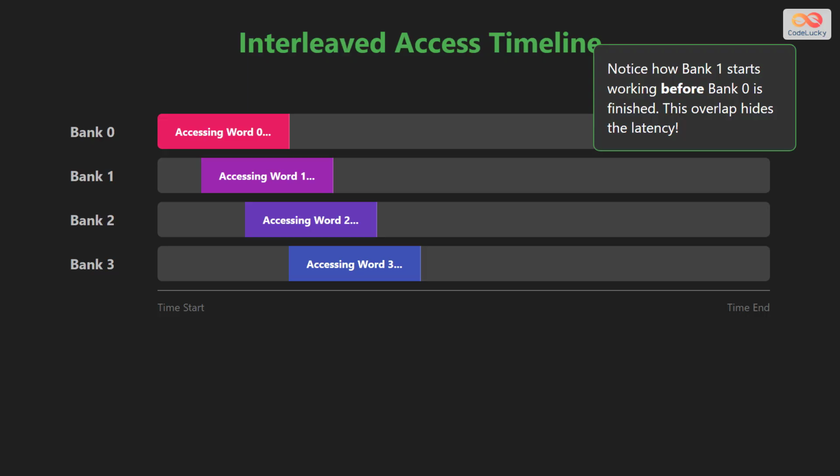Here is a timeline to visualize the efficiency. Notice how the operations overlap. As soon as the request for the first word is initiated in Bank 0, the controller does not wait for it to finish. It immediately sends the request for the second word to Bank 1. By the time Bank 0 returns its data, Bank 1 is almost ready with its data. We effectively hide the slowness of the memory by overlapping these operations.